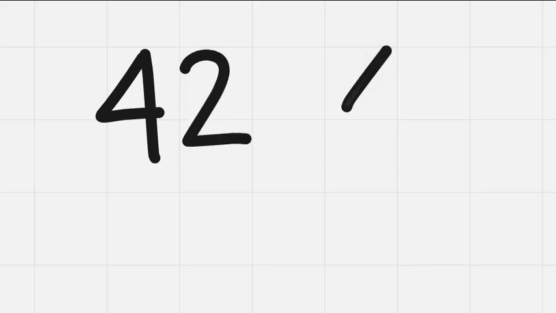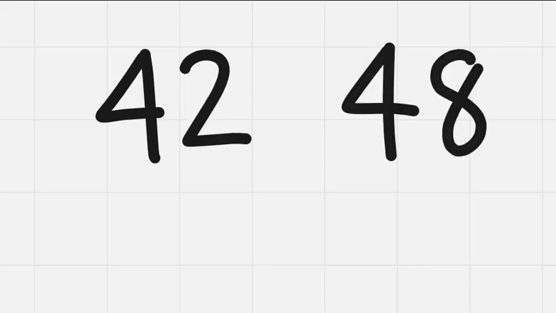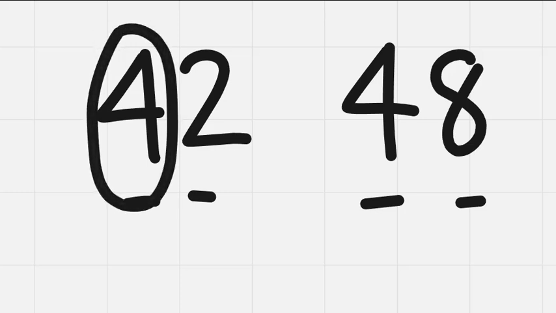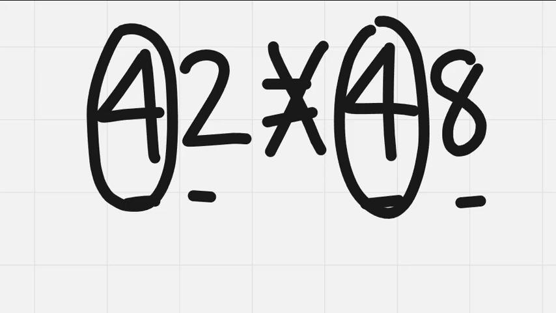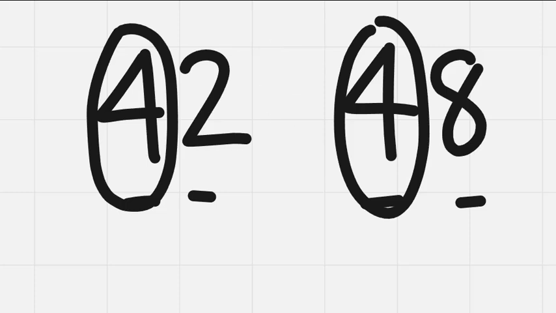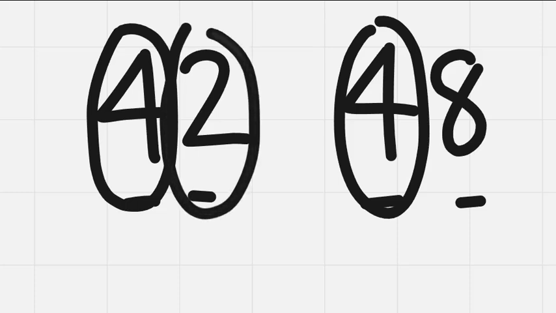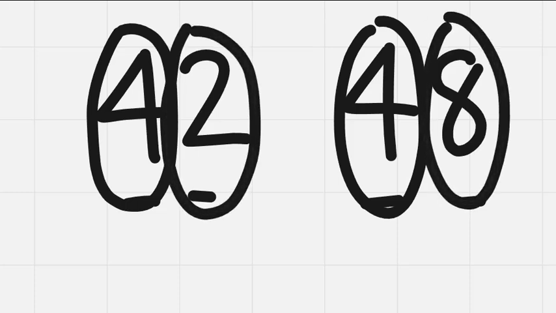Sometimes 2-digit numbers can be tricky. 42 has 2 digits. 48 has 2 digits. When we look at the first digit, we see they are both the same. It does not mean they are equal. They are not equal. Instead, we now have to look at the second number, the 2 and the 8. 8 is bigger than 2, so our sign would be less than. It would eat 48 and point to the smaller number, which is 42.